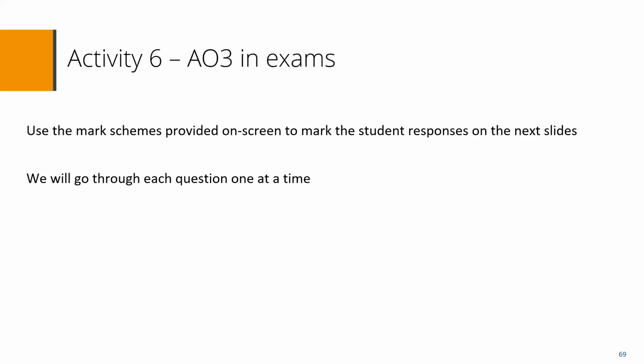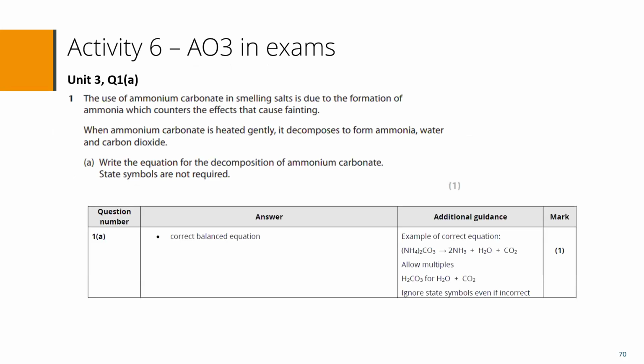Okay, so let's get on to do a little bit about marking in AO3 exams. Here's the first question that I want to look at. The use of ammonium carbonate in smelling salts is due to the formation of ammonia, which counters the effect of causing fainting. Ammonium carbonate is gently heated. It decomposes to form ammonia, water, and carbon dioxide. Write an equation. And there's the equation there. Allow multiples, or indeed, if they divide it by half, allow that. Allow H2CO3 for H2O plus CO2. Ignore state symbols, even if incorrect.